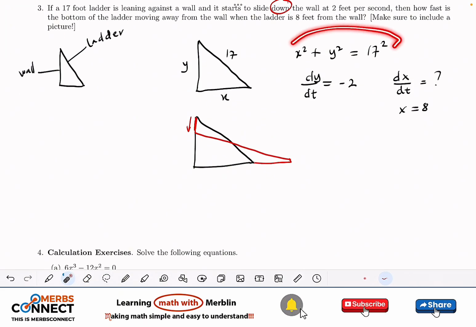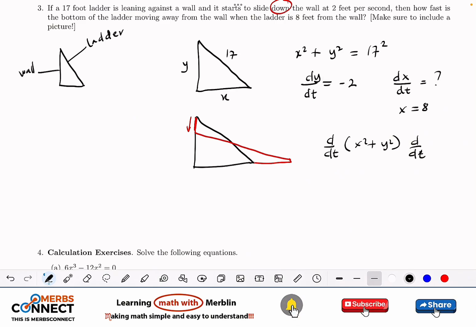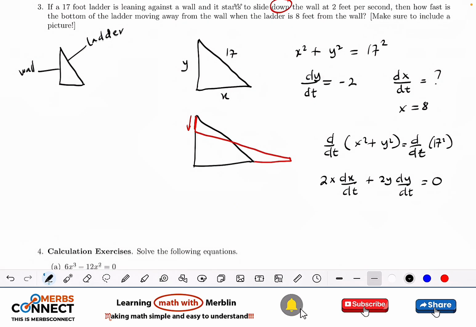So what we need to do now is pick this function that we formed by using the Pythagoras theorem, x squared plus y squared equals 17 squared. We differentiate it with respect to t. So differentiate the left with respect to t, differentiate the right with respect to t. When I differentiate x squared, I'm going to have 2x dx over dt. Don't forget, when I differentiate y squared, I'm going to have 2y dy over dt. And when I differentiate 17 squared, I'm going to get 0.